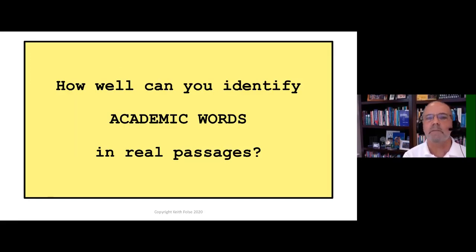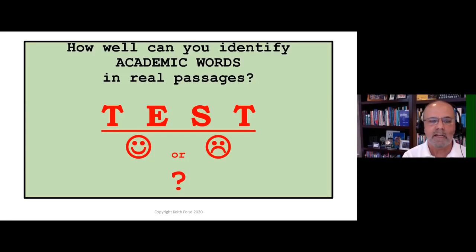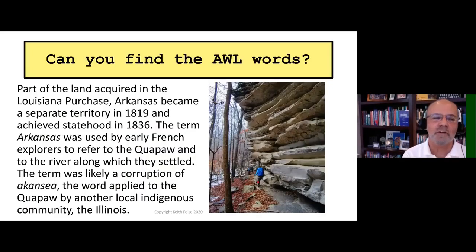So here's your test, everybody. I'm going to give you three chances to see what you can do here. I'm going to use not something that I wrote or you wrote or a student wrote. I'm going to go to a real academic passage. So I chose three passages from academic materials, and I want you to find the academic words in these passages. And I will start. I'm going to have a test here. See if we're the smiley face or the sort of smiley face here. So here's your first one. This is from the academic word list. Can you find the AWL words here?